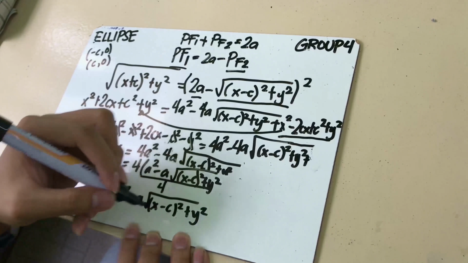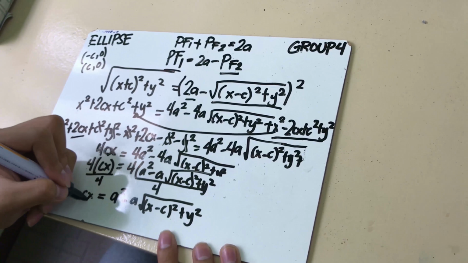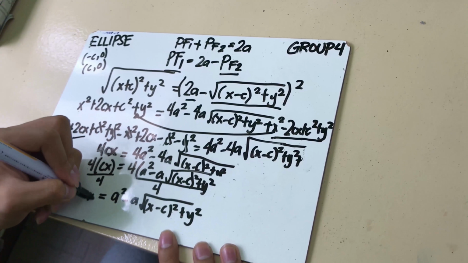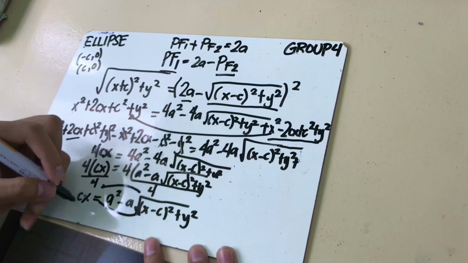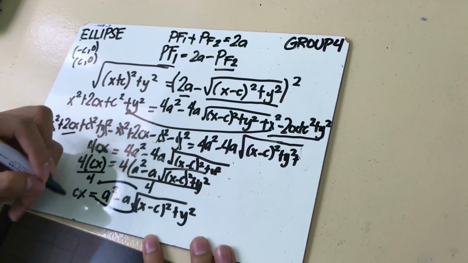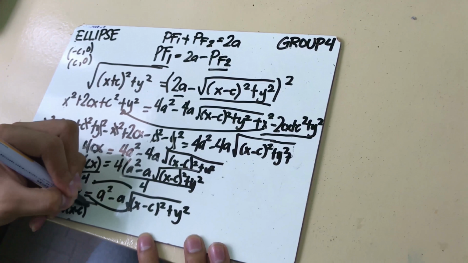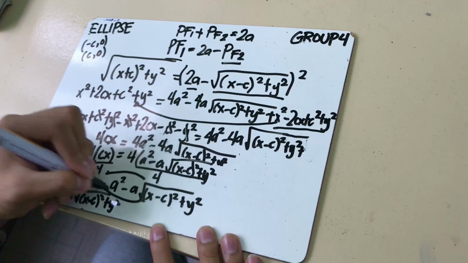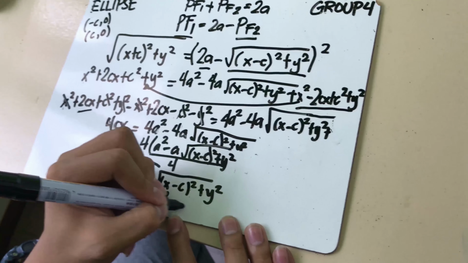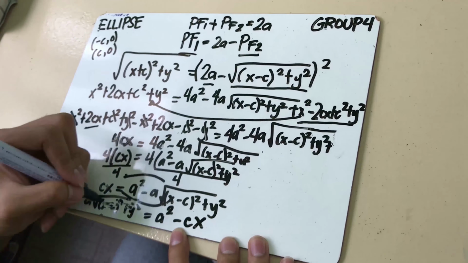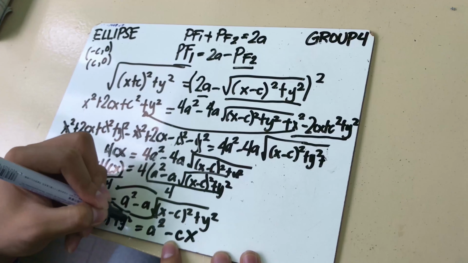Now these two terms here, the cx and this, will exchange spaces. So this moves here and this moves here. So it becomes positive a times the radical of x minus c squared plus y squared is equal to a squared minus cx. Now, I'm sorry for the smudge. That's c squared plus y squared.